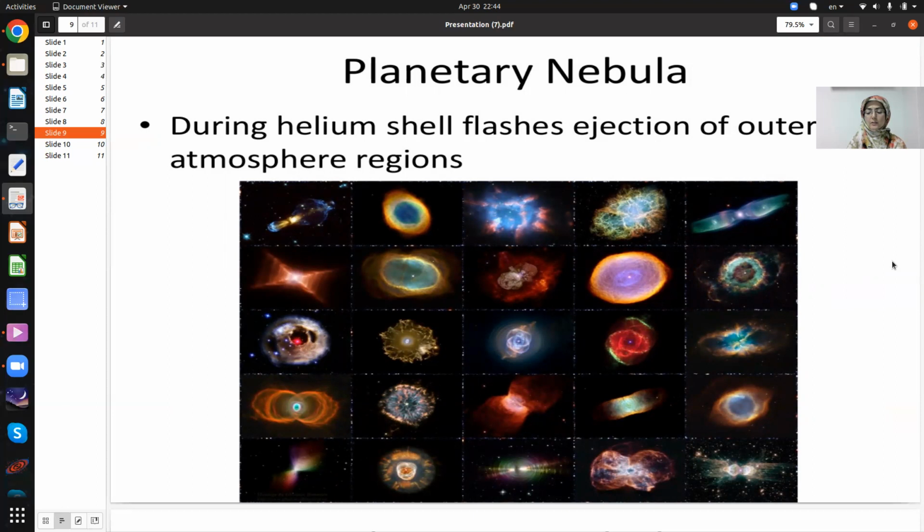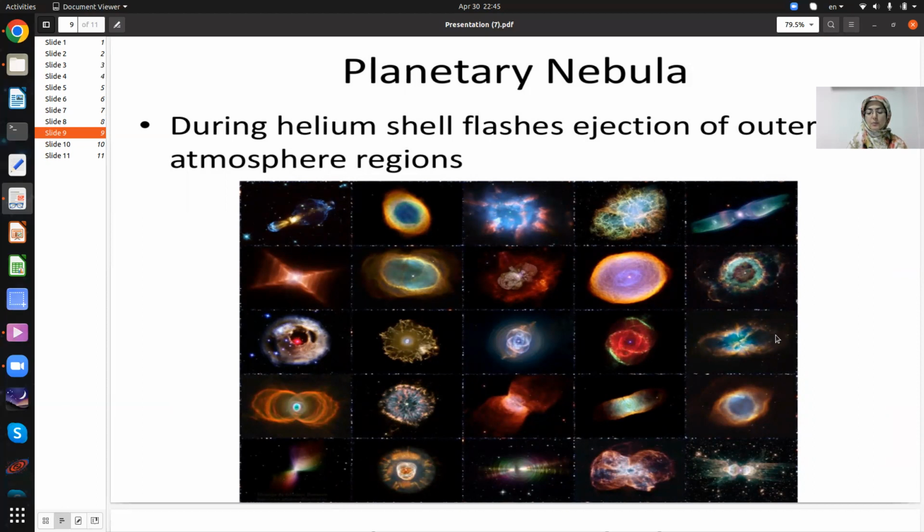If we see a planetary nebula which is quite symmetric, then it is normally a single star like this. For example, our sun will be like this or this or this. But if it is not symmetric and has a disk and jet like this, as you see, then it is a binary system.